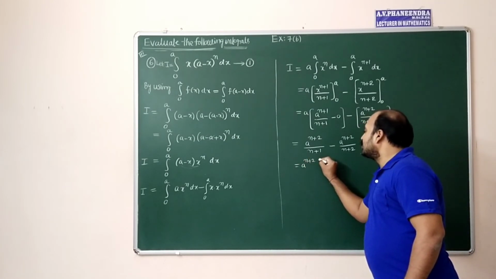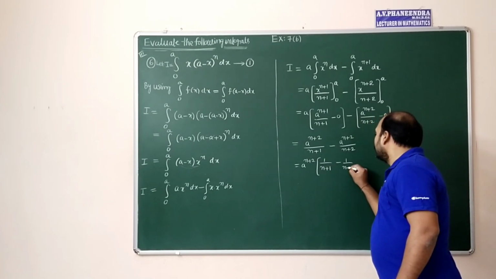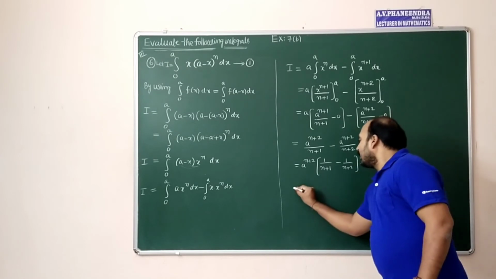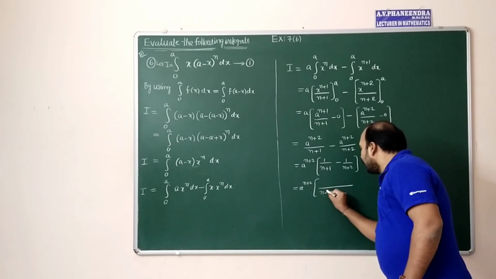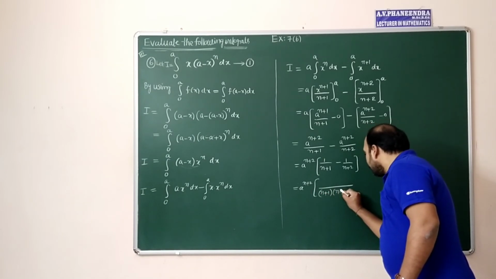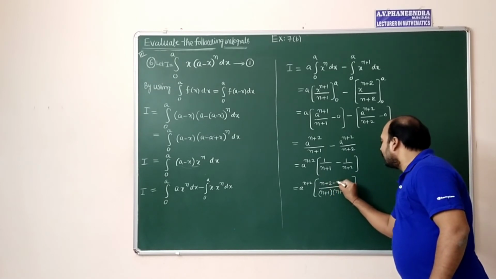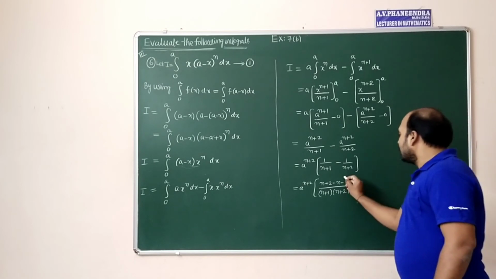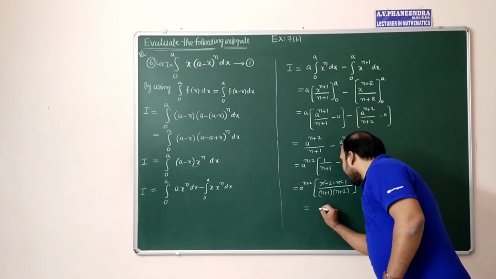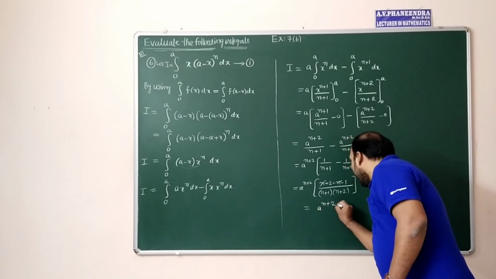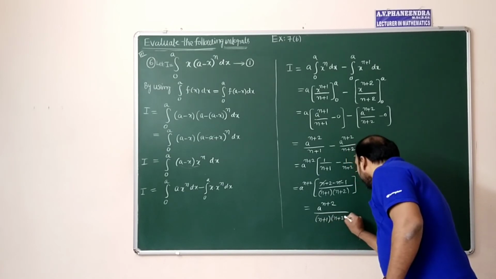A power n plus 2 into 1 by n plus 1 minus 1 by n plus 2. A power n plus 2, and n plus 1 into n plus 2 is the LCM. So n plus 2 minus n minus 1. So plus n and minus n get cancelled. 2 minus 1 is 1. So it becomes a power n plus 2 divided by n plus 1 into n plus 2.